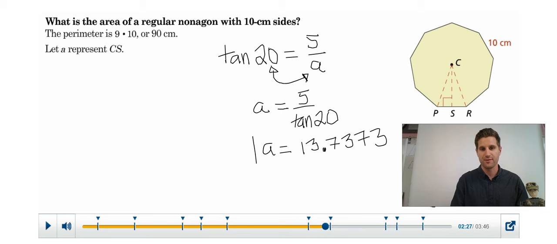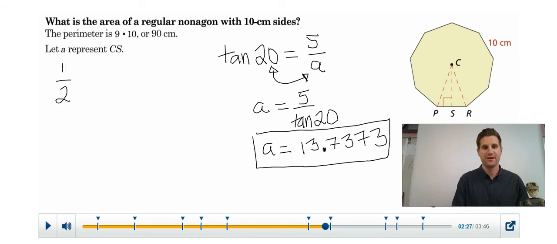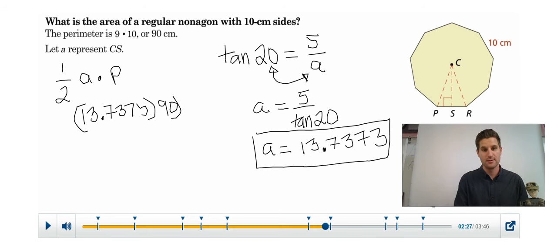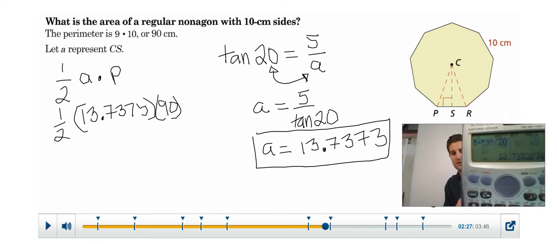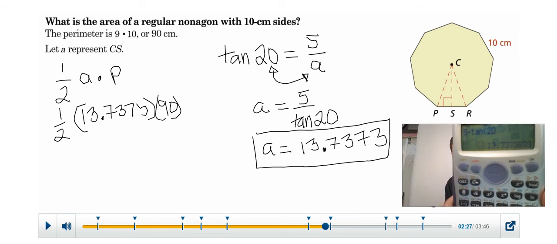So here's our apothem. Now the formula stays the same, where we get 1/2 apothem times the perimeter. So we're going to get that 13.7373 number times our perimeter, which we found earlier was 90, and then we divide it by 2. Really the only difference is we're using trig to find the apothem, which I think is almost easier than using special right triangles. A lot of times you can just leave it in your calculator, so I'm just going to multiply that by 90 and divide by 2.